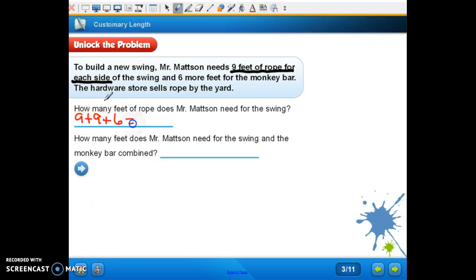So what is 9 plus 9? 18. Plus 6? 24. Oh, I'm sorry, this is supposed to be just for the swing. Okay, so 18 for the swing. How many feet does Mr. Matson need for the swing and the monkey bar? So now we have 18 for our swing, and he needed 6 more for the monkey bar. And 18 plus 6 was 24. 24 what? Feet.